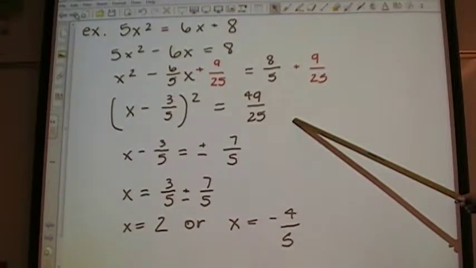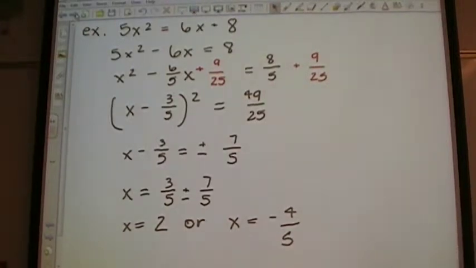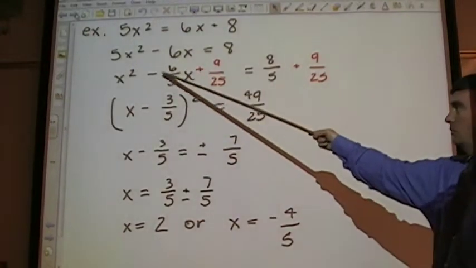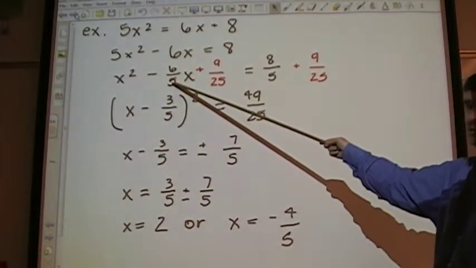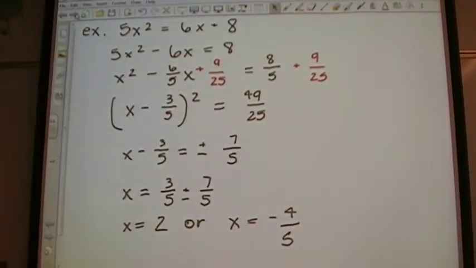Can you show how you get 9/25? Yeah, b divided by 2. Negative 6/5 divided by 2 is right here. You should get negative 3/5. Negative 3/5 squared is 9/25.